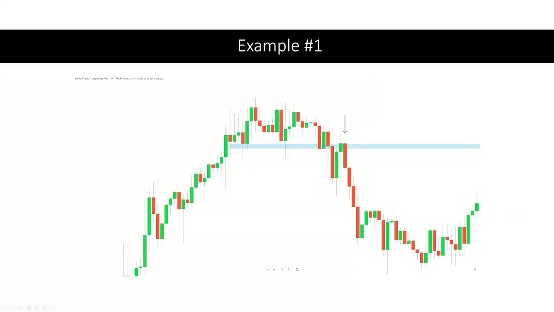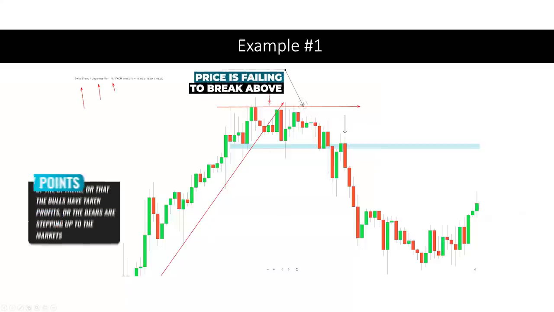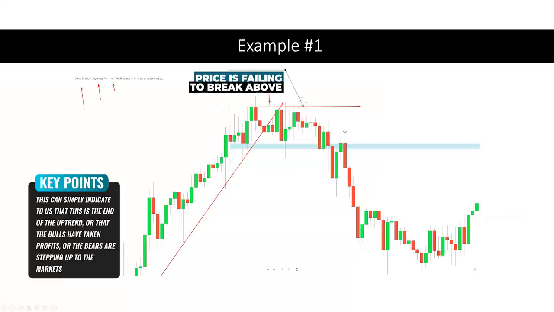Now, here is an example. We can clearly see here on Swiss franc, Japanese yen on the hourly time frame that the overall structure of this market was pushing bullish for a long period of time. Now, whilst it was pushing bullish, we had an area in the market where price was failing to break above. This can simply indicate to us that this is the end of the uptrend or that the bulls are taking profits or bears are stepping into the markets.